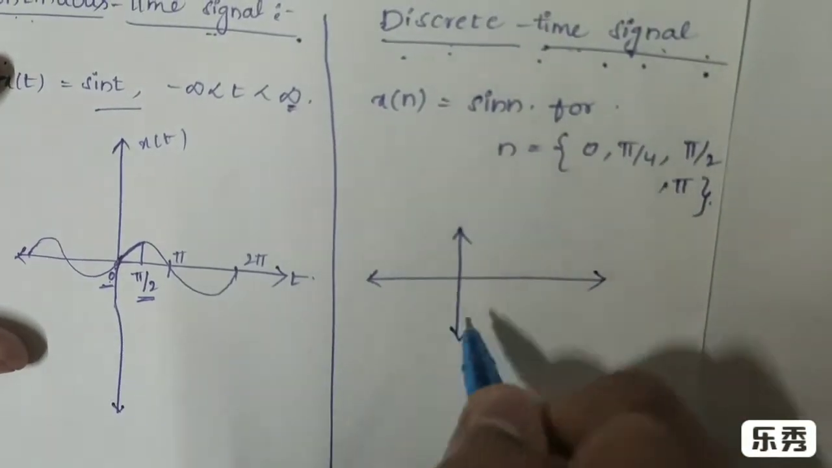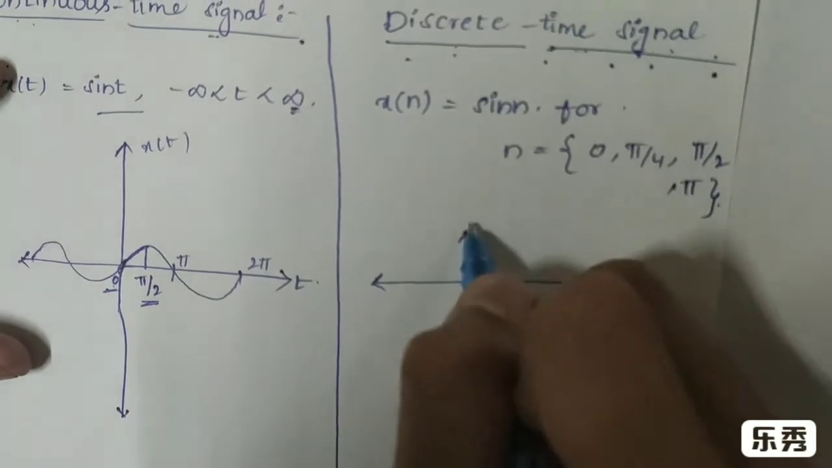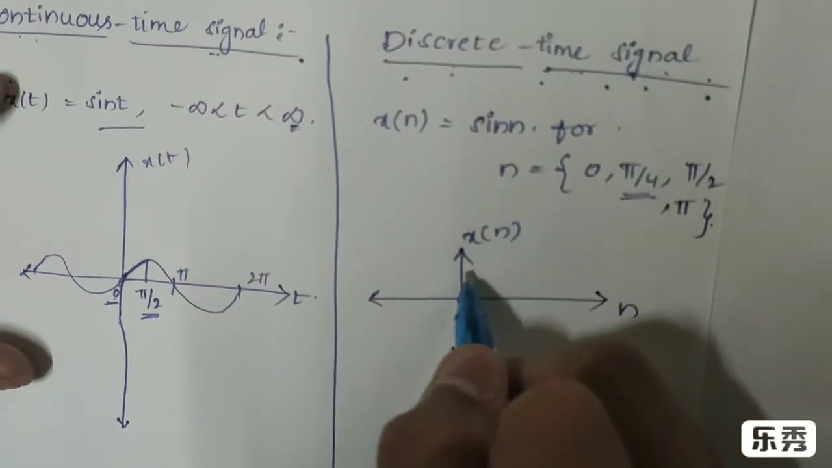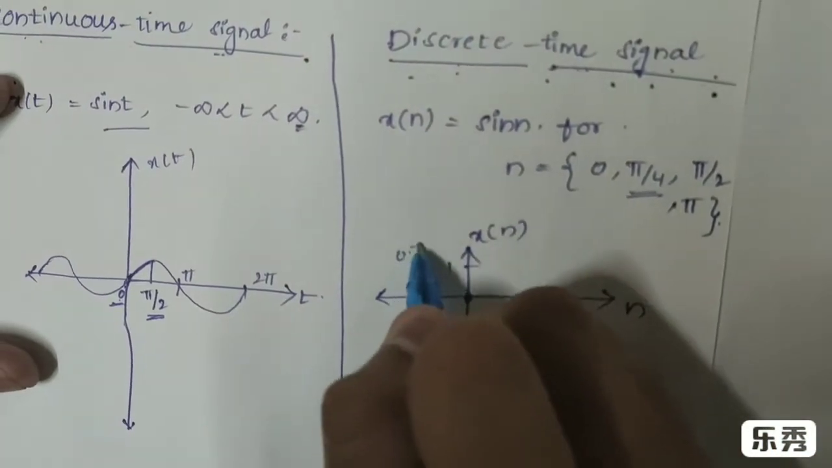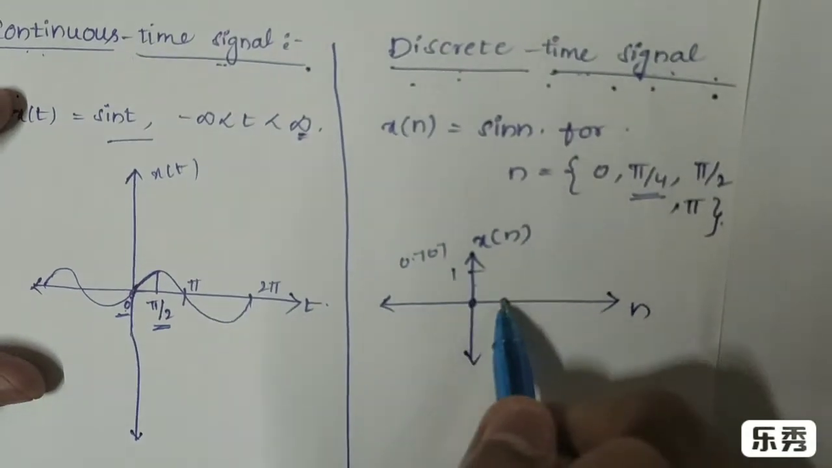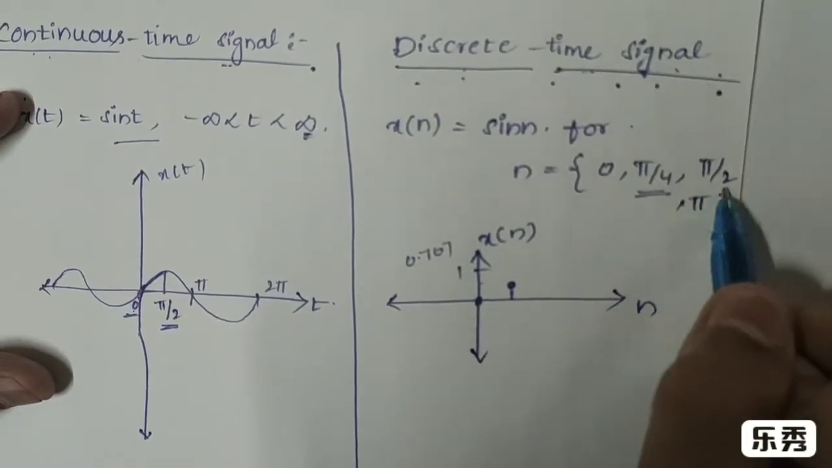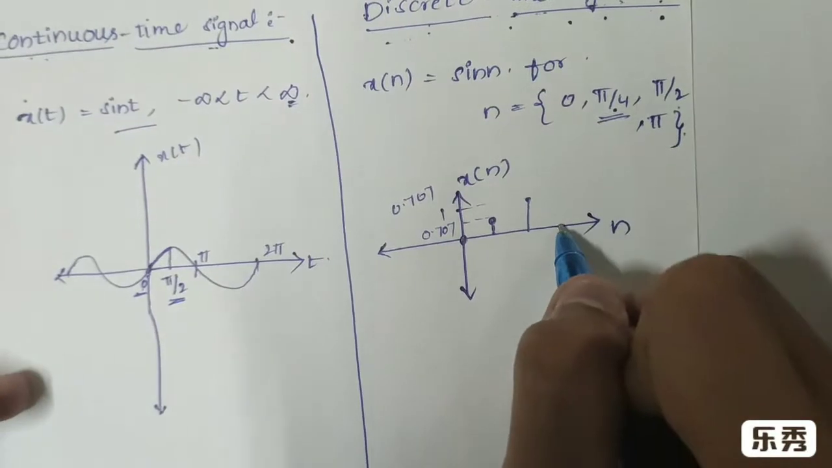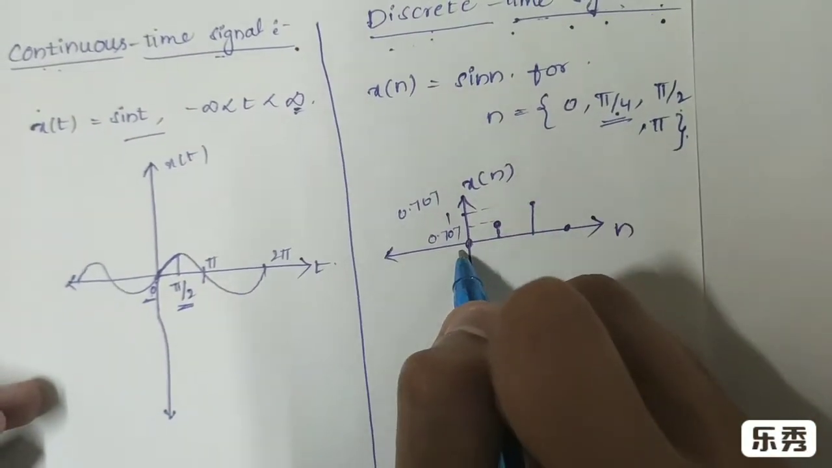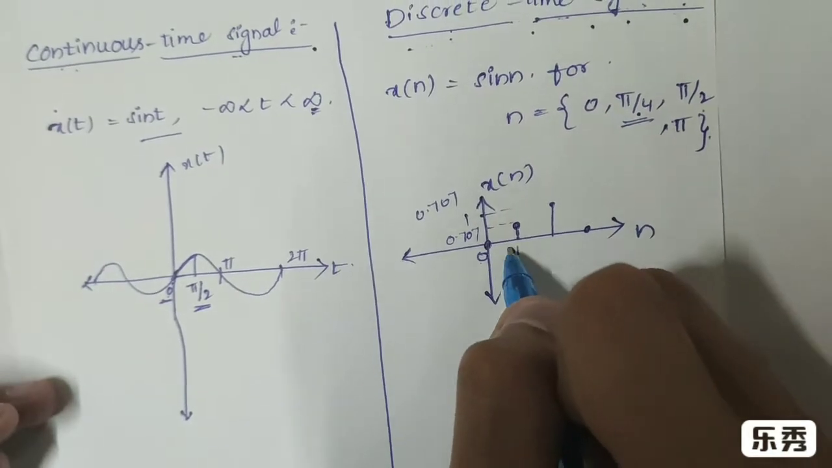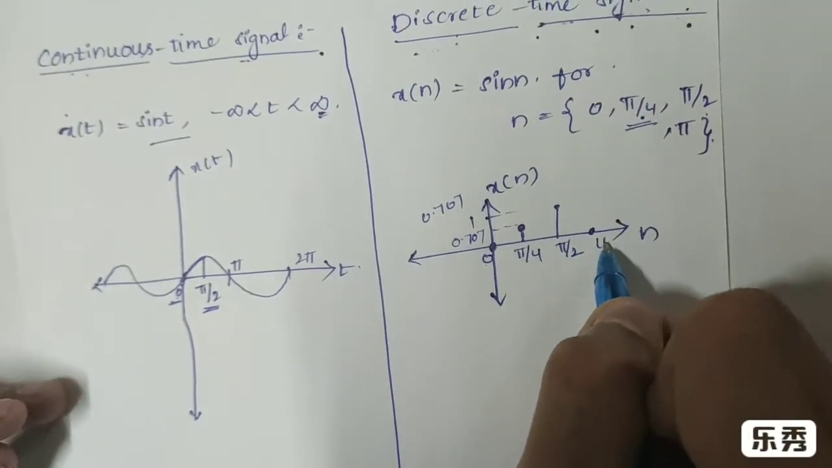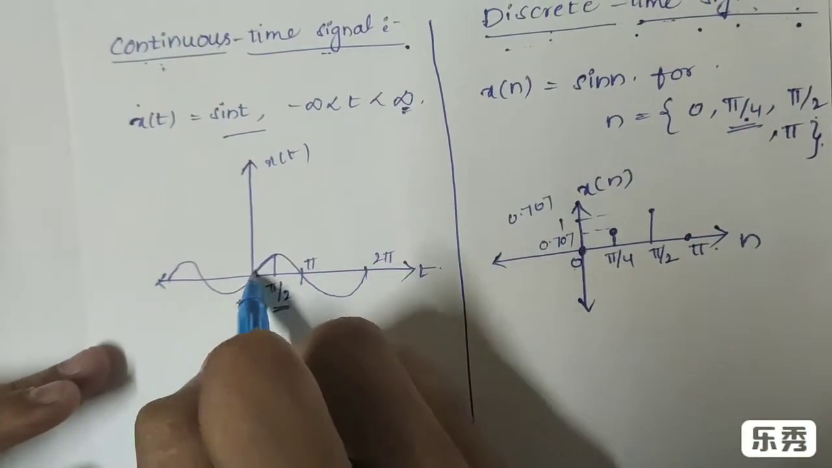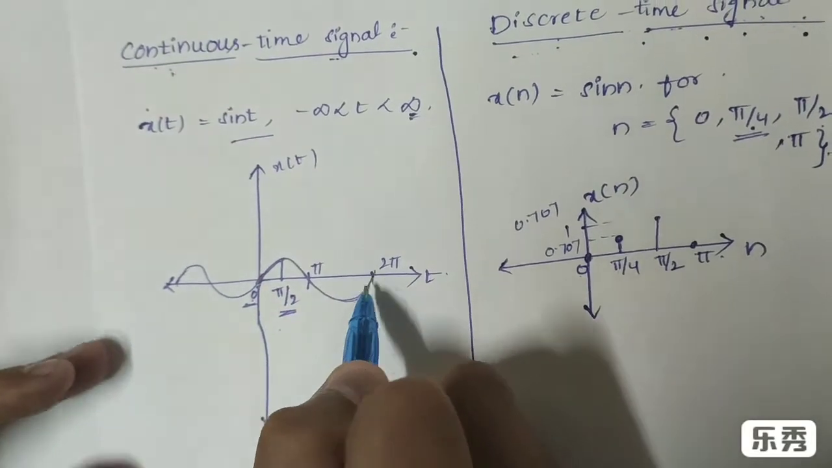for 0 its value is 0, and for pi by 4 its value is approximately 0.707, and for pi by 2 its value is 1, and for pi its value is 0. That means it's defined only for 0, pi by 4, pi by 2 and pi. But here you can see that in the continuous time signal, it is defined for all instants of time.